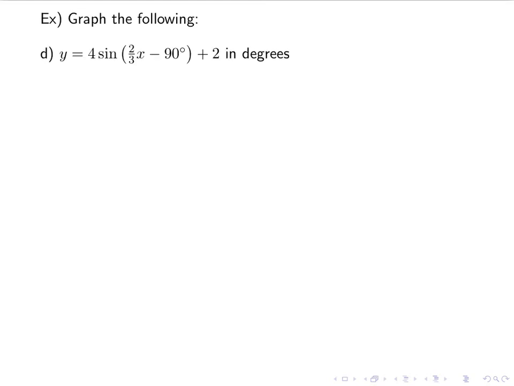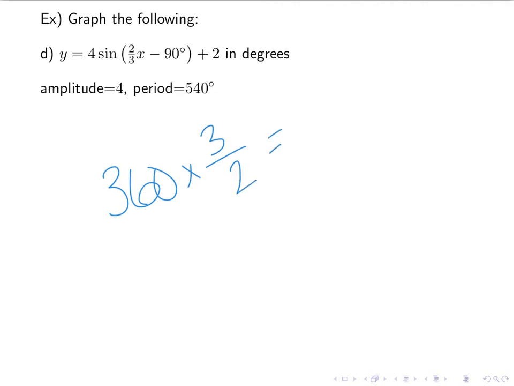So let's try another one. Y equals 4 sine of 2/3 x minus 90 degrees plus 2, in degrees. Right, the fact that I have a degree sign there tells me it's in degrees anyway, but I'm just saying it again, it's in degrees. Our amplitude is 4. Our period is 540. So again, we're taking 360 divided by 2/3, which is multiplying by the reciprocal. So I'm going to have 360 divided by 2 is 180. 180 times 3 gives me my 540. Okay, so dividing by 2/3 is multiplying by 3/2.